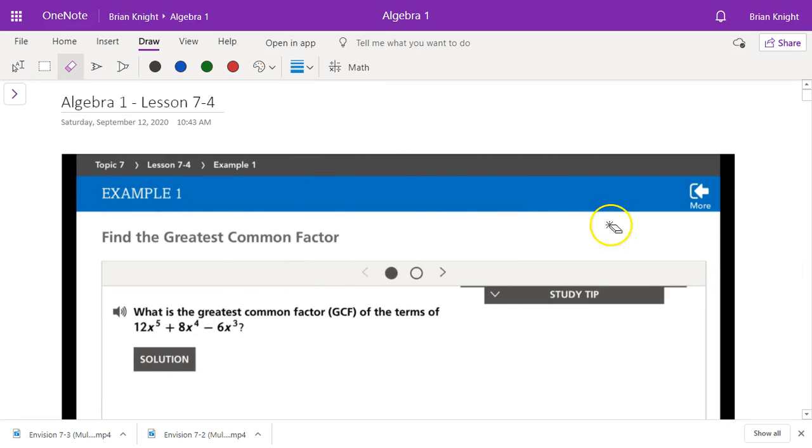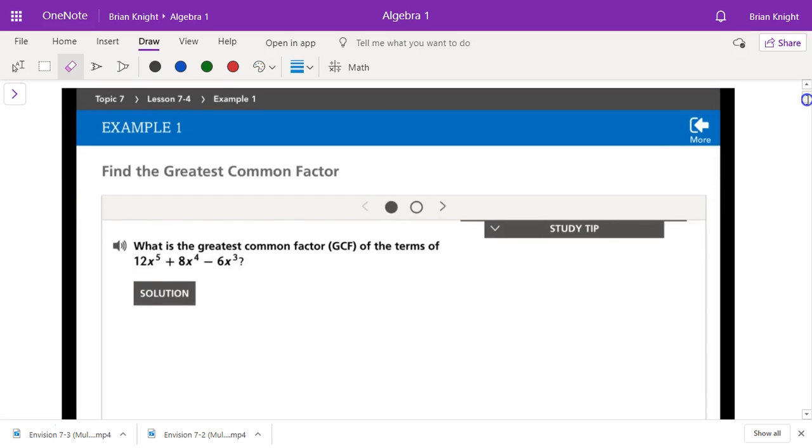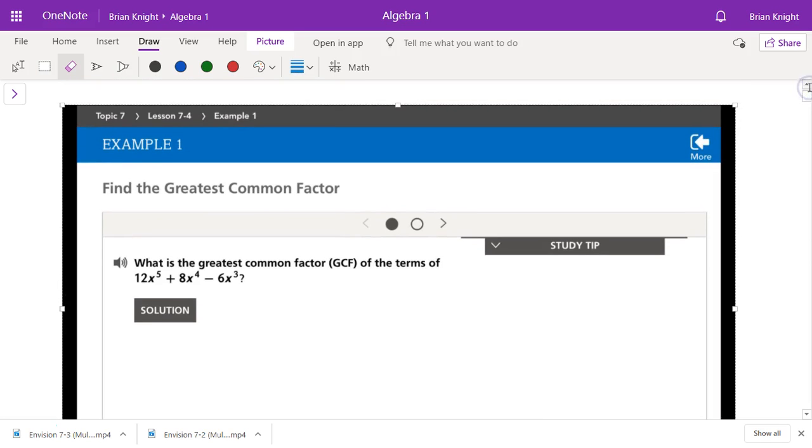Today we're doing finding the greatest common factor, lesson 7.4 in your Envision Algebra 1 book, if that happens to be the book you're using. But no matter what book you're using, we're going to find the greatest common factor of some polynomials. So, our first example, we just get right to it.